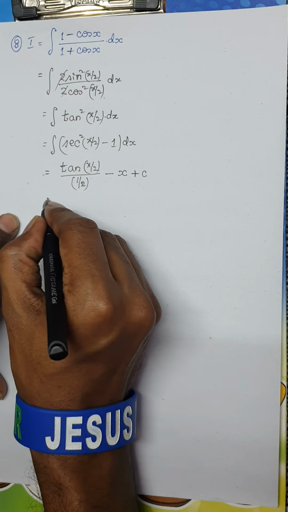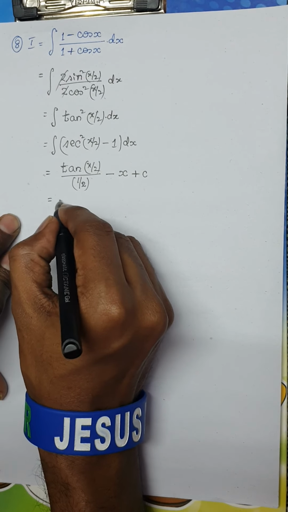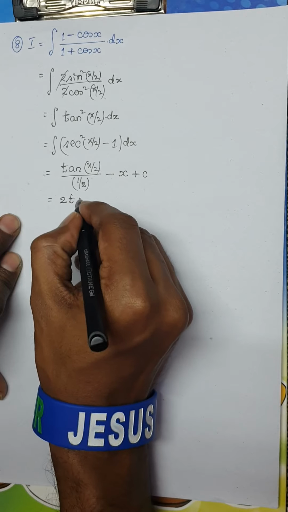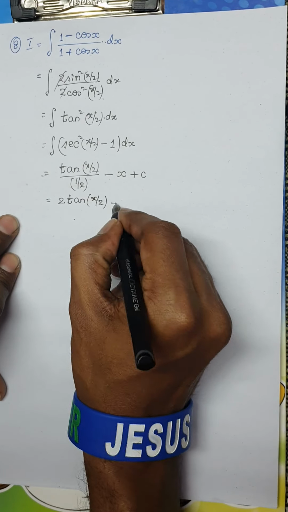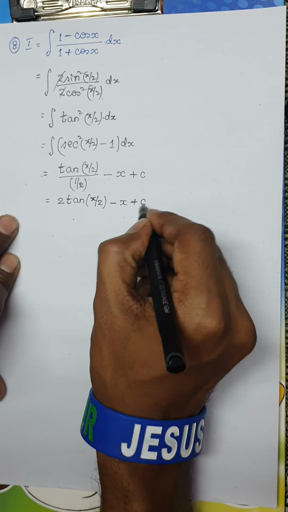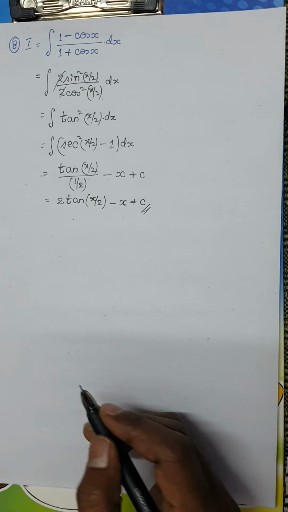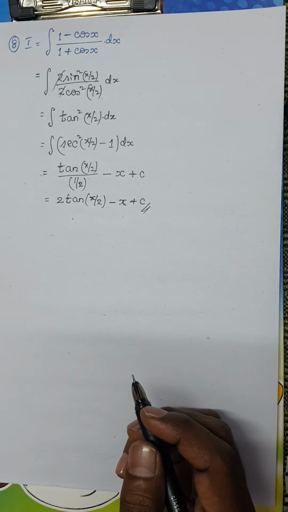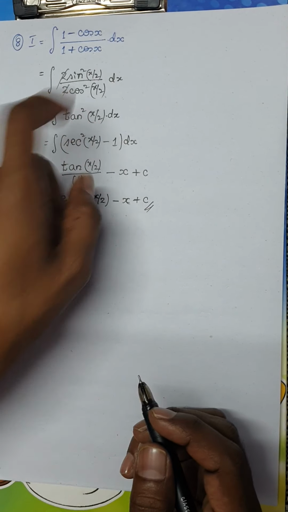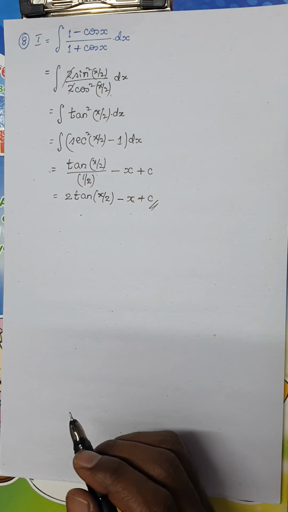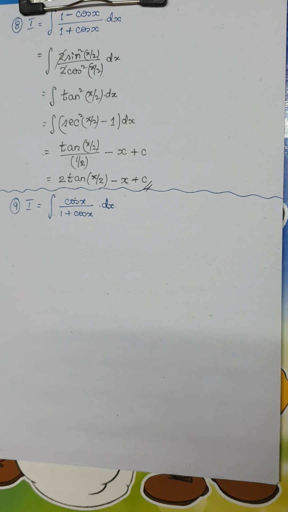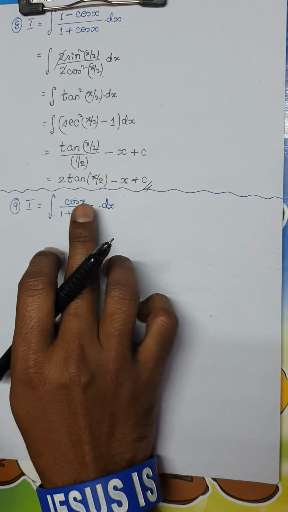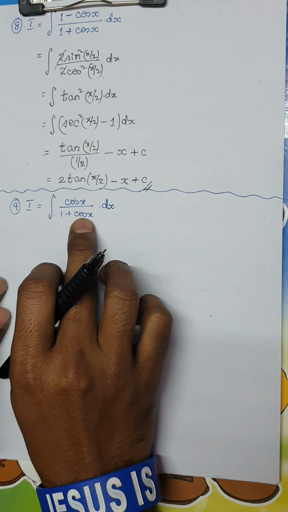Now finally this can be written as, the reciprocal of 1 by 2 would be 2, so 2 tan of x by 2 minus x plus c as the constant of integration, and this is the final answer for the above integral. Is it clear? Right. So the next integral I have is the integral of cos x divided by 1 plus cos x.